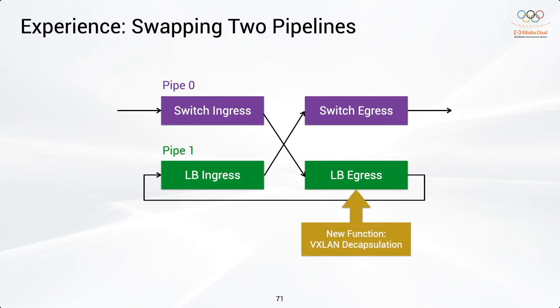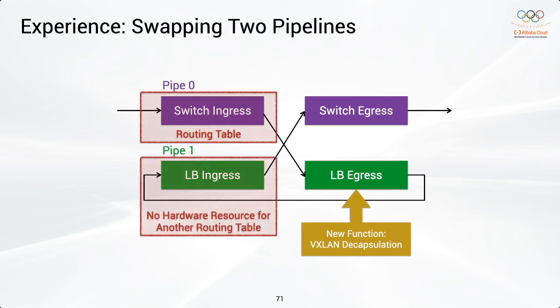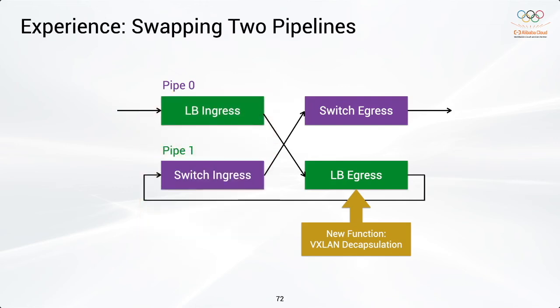One day, our developers need to decapsulate VXLAN packets in LB egress and then route the decapsulated packets. But routing tables are placed in switch ingress. There is no hardware resource to place another routing table in LB ingress. To solve this problem, our developers decide to swap the switch ingress with LB ingress.